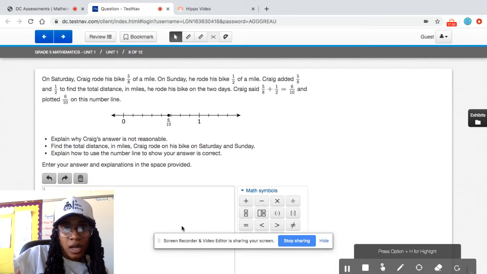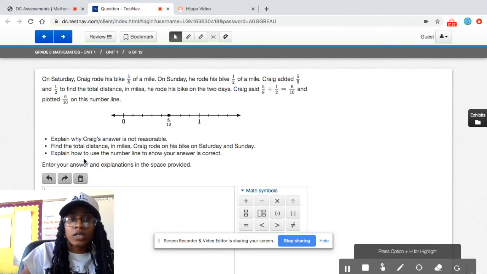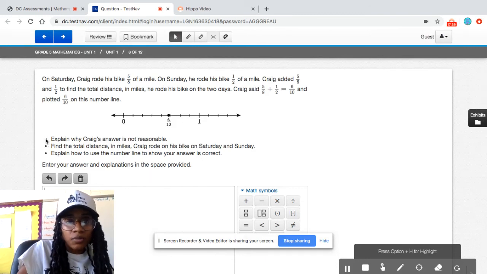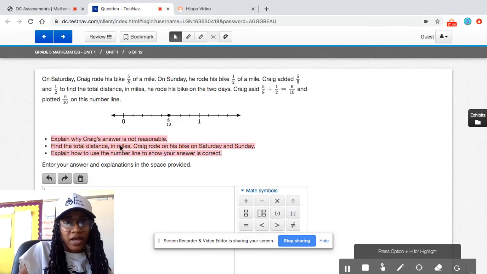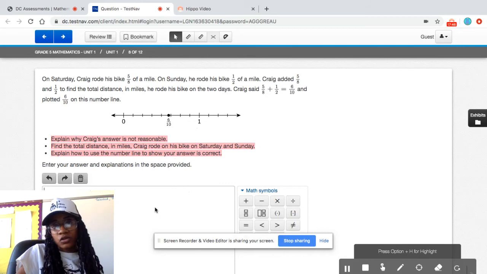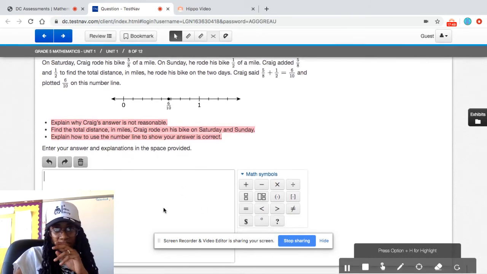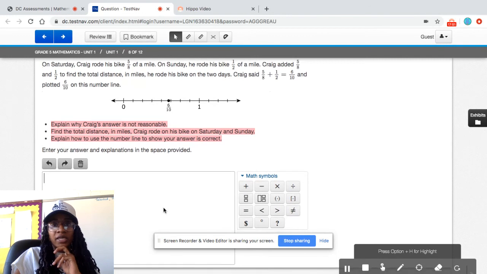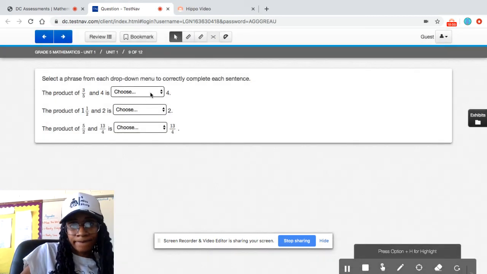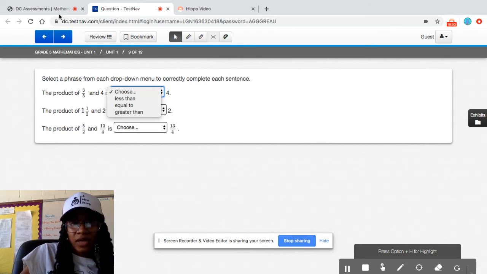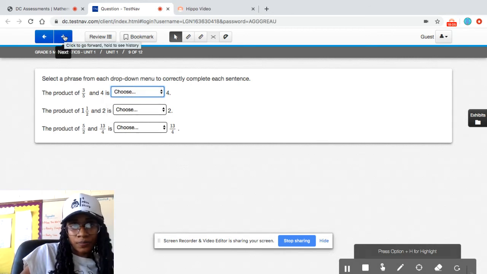Okay, another brief response, a written response, but this one will be brief. So they give you bullet points. Explain why Craig's answer is not reasonable. Find the total distance, and then explain how to use the number line. We must get scholars used to answering all the points in its entirety. So again, making sure that they are annotating the questions and what's being expected. Again, we have another drop-down menu.